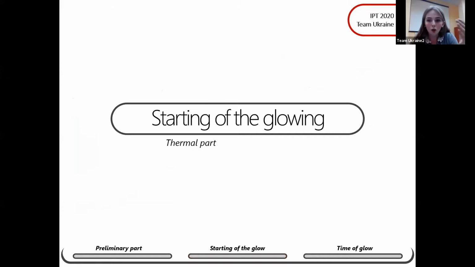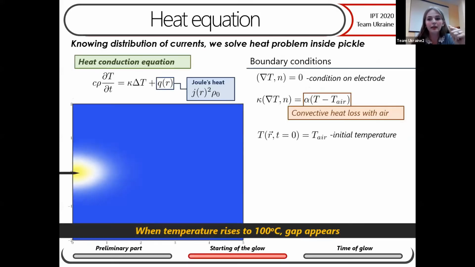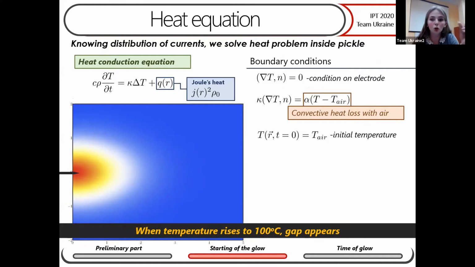If we know the distribution of current, we can solve the heat problem inside the pickle. We write the heat equation taking into account the Joule heat and the boundary condition on the electrode equal to 0. We get the temperature distribution without a gap in the area around the electrode, and we can see this distribution in this animation.